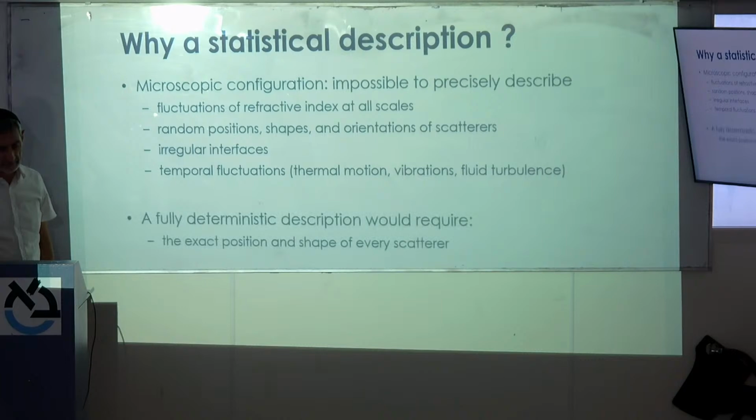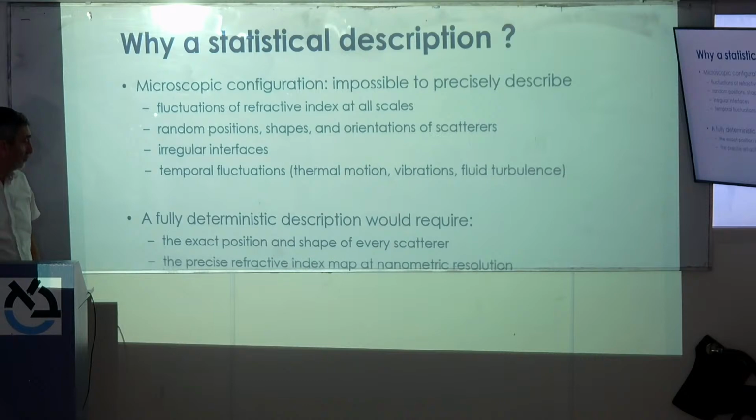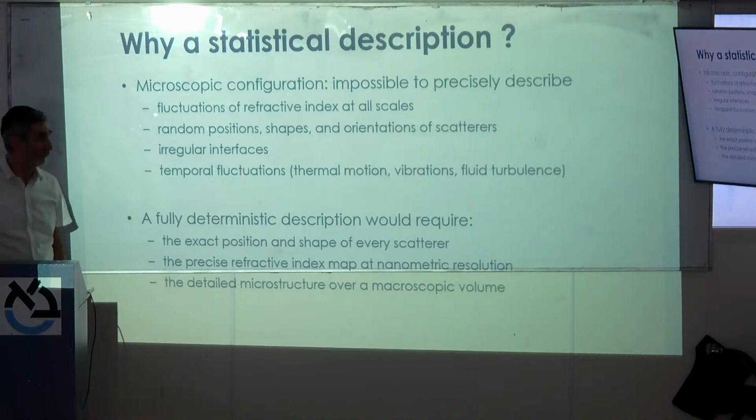Beyond that, a fully deterministic description would be required. You cannot say where the scatterers are positioned, what the shapes are. You will need to know the precise refractive index of the structure, the detailed microstructure over a microscopic volume. That's huge.